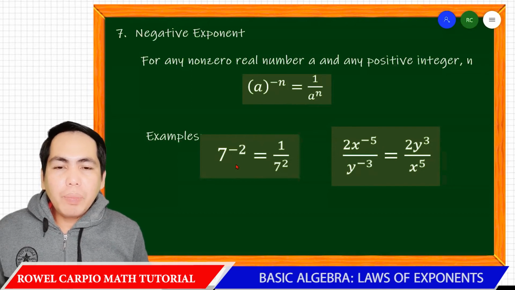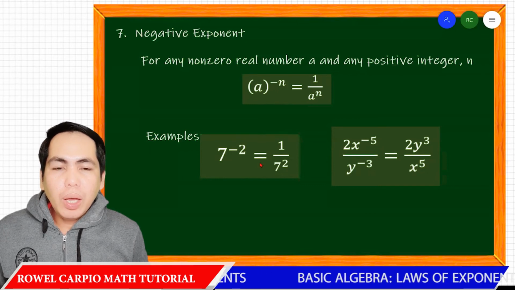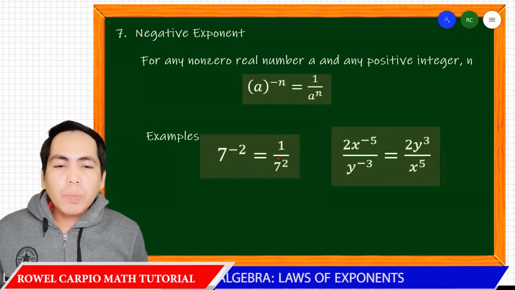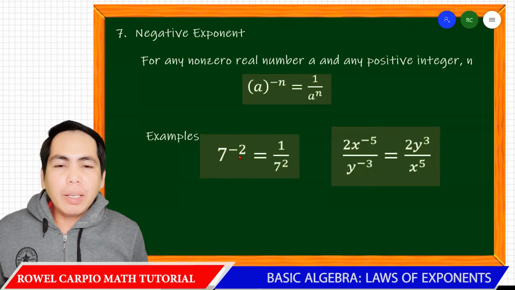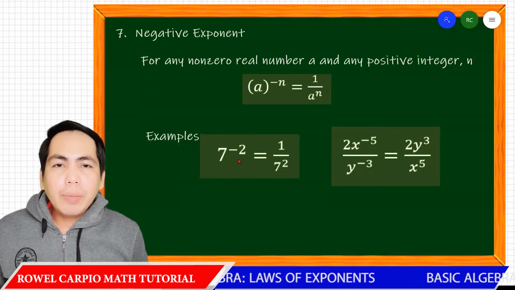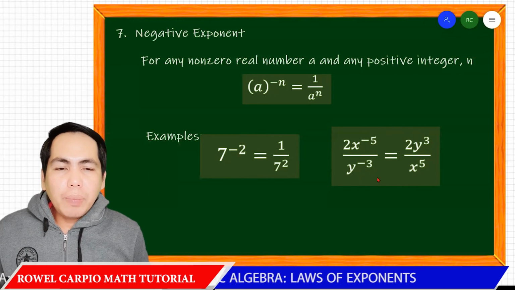Let us have examples. We have here 7 raised to the power of negative 2. That is equivalent to 1 over 7 raised to the power of 2, since we take the reciprocal of 7 in order for the negative exponent to become positive. So let us have example number 2.